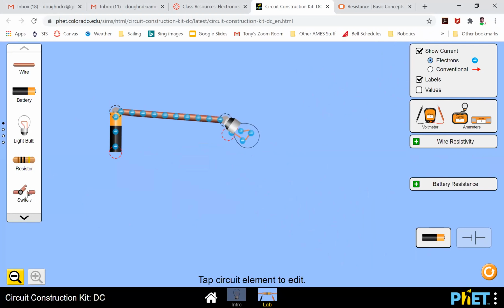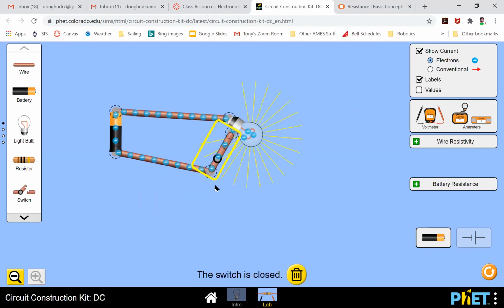Now you can play around with different things here. You guys hopefully know that you can put in things like the switch here. See how I connect it up? Nothing happens because the switch is in what we call the open position. And now when I close the switch, now electricity flows. Click on it again, switch is open, click on it again, the switch is closed.